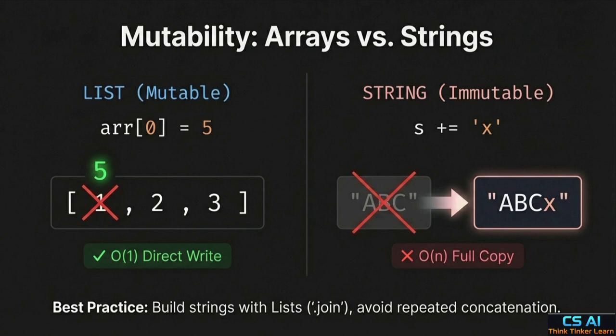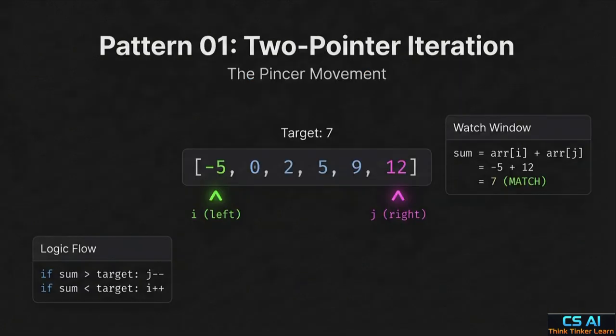Let's look at the next slide. Now that we understand the physical and logical structure of arrays, let us look at the algorithmic patterns, starting with two-pointer iteration, also known as the pincer movement. This pattern is particularly powerful when dealing with sorted arrays. Imagine we need to find two numbers that add up to a target sum of 7. Instead of using a nested loop, which would be O(n²), we place one pointer at the extreme left and another at the extreme right.